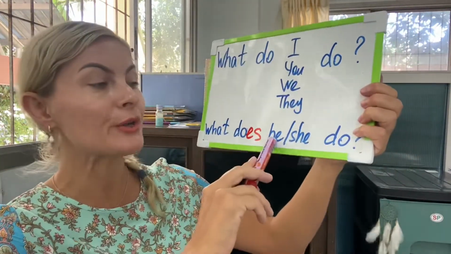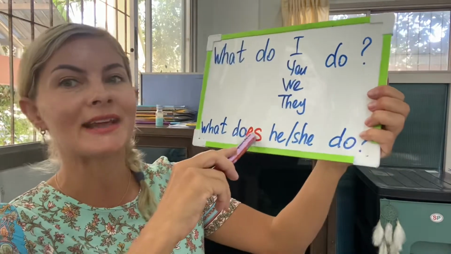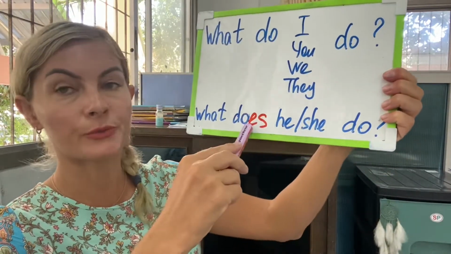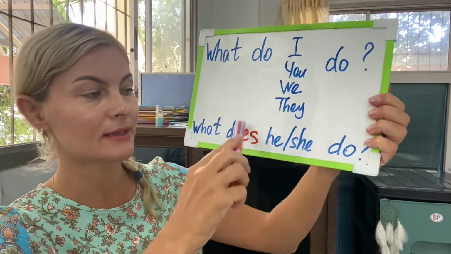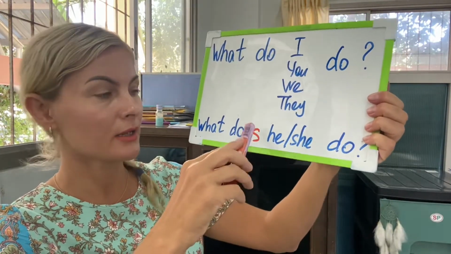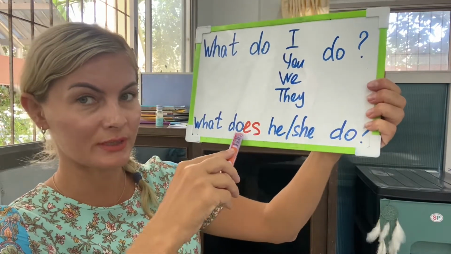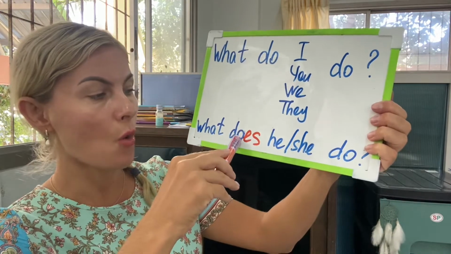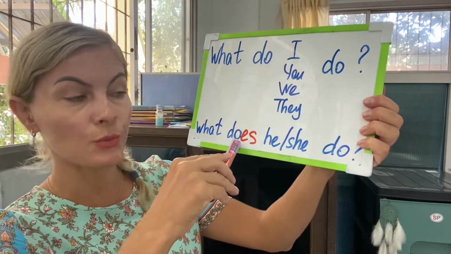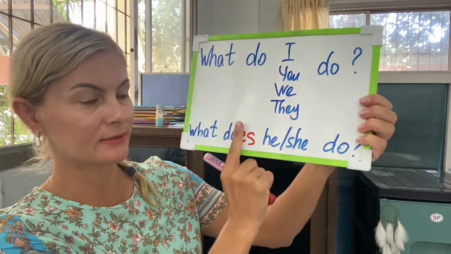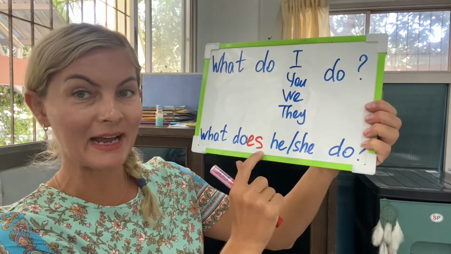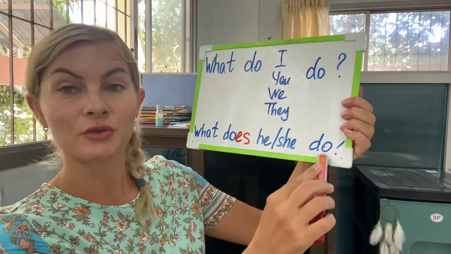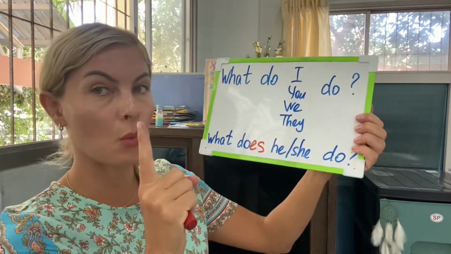But if we are talking about he, she, it, we use does, also with s. And you see, in this case we use es because we have a vowel sound, the o letter, and we cannot put just s. Dos will be does. We need does. And we don't use it twice. We use it just one time.